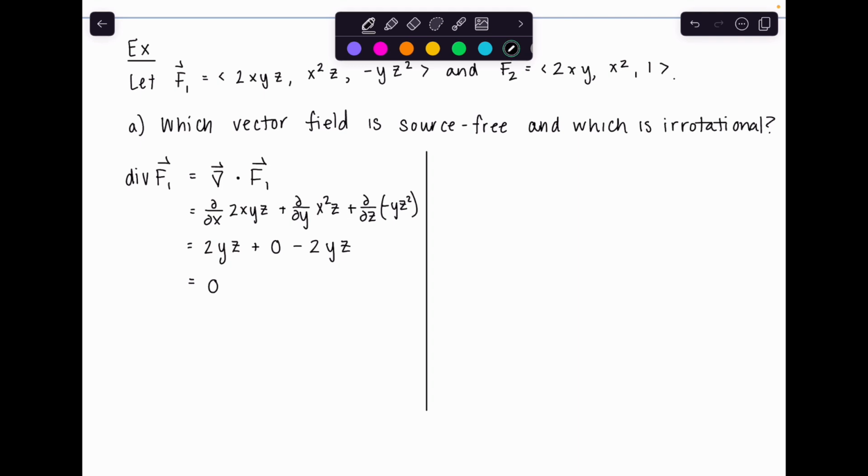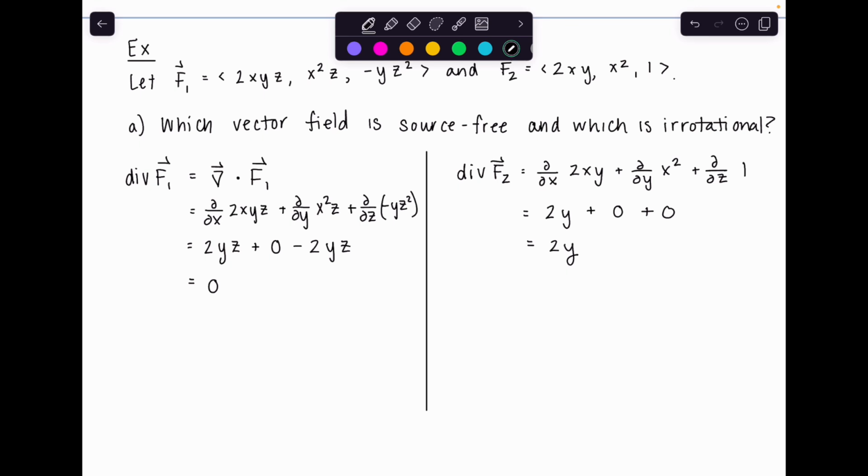Let's scoot that over a little bit. Then let's find the divergence of the second vector field. And so again, we do the same thing. We're going to take the partial with respect to x of the first piece, add this partial with respect to y of the second component, and the partial with respect to z of the third. Partial with respect to x is 2y, and then partial with respect to y is 0 and 0. So this ends up being 2y.